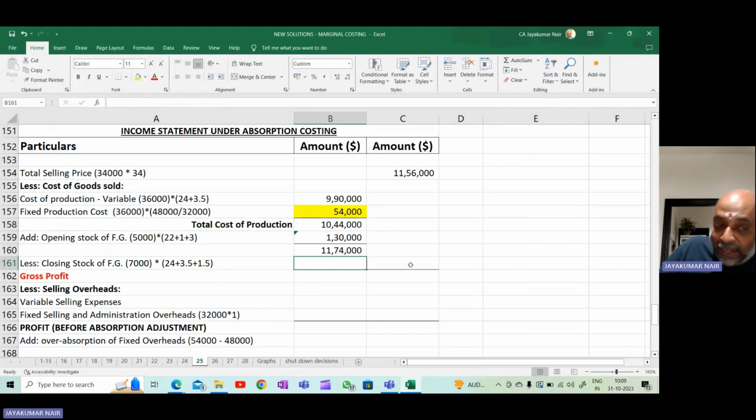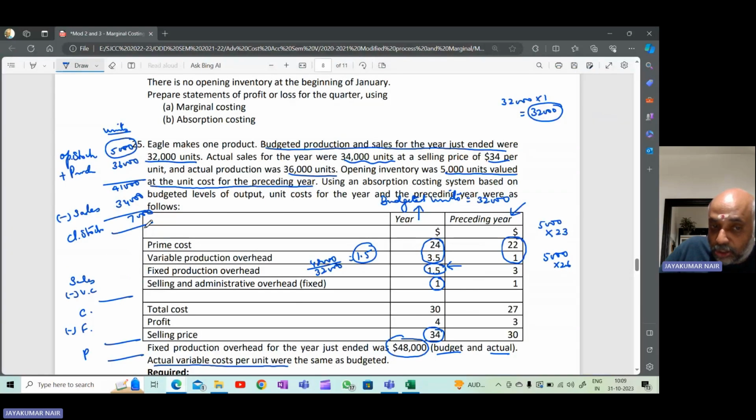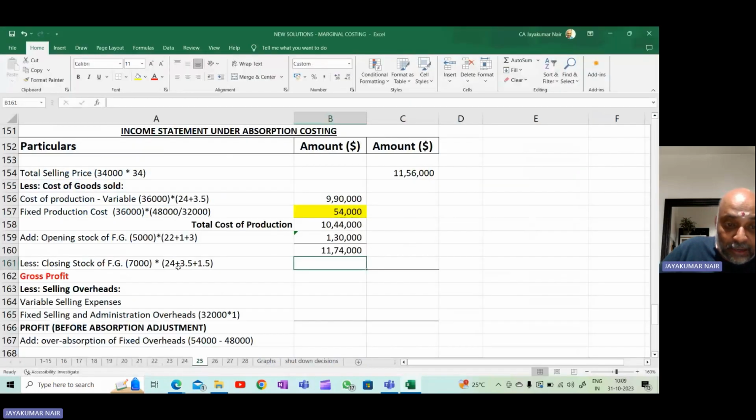And from this, you need to deduct the closing stock of finished goods. What is the closing stock? 7,000 units are lying in stock, and we follow the first in, first out method. That means the closing stock comprises the latest production. The latest production cost is 24 plus 3.5 as the variable cost, plus 1.5 as fixed cost, which is 29. So it is 7,000 units at the rate of 29. This is the closing stock.